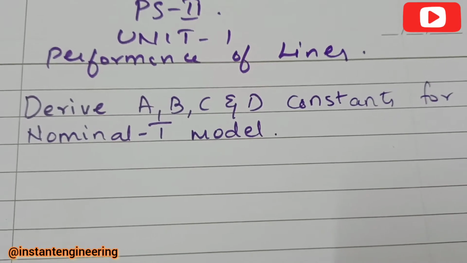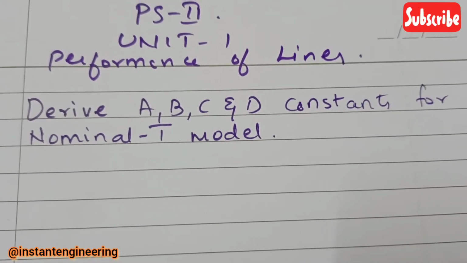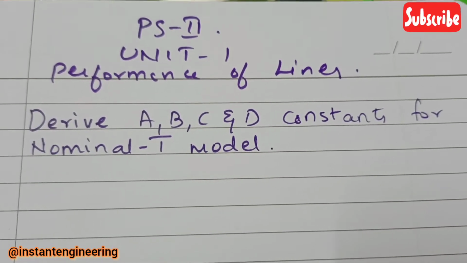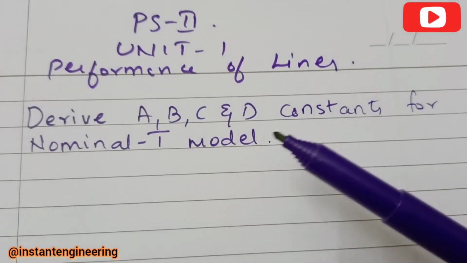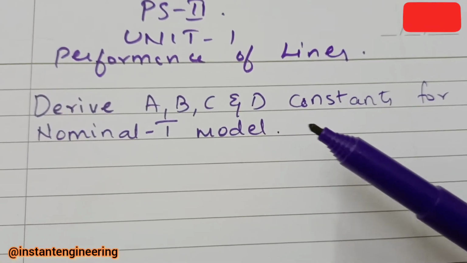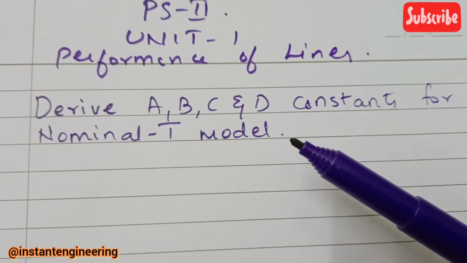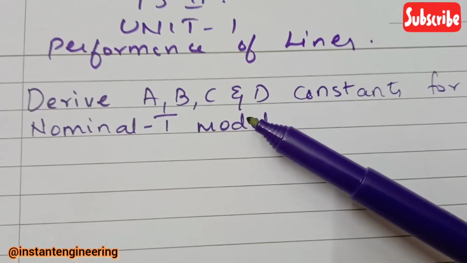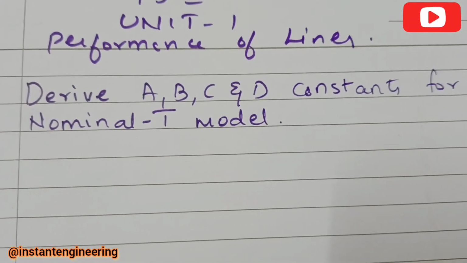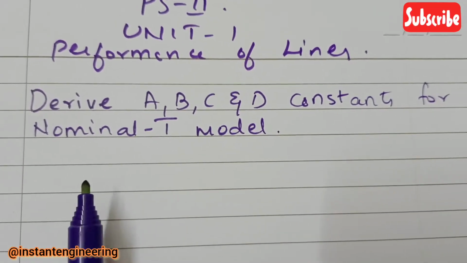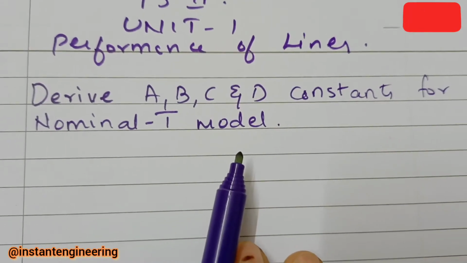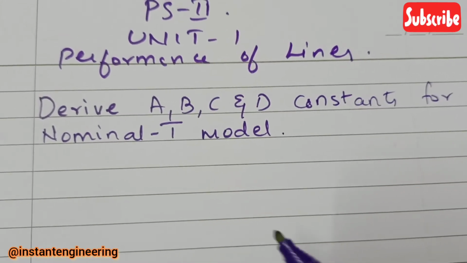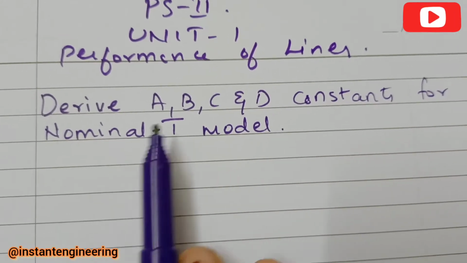So this is about ABCD parameters, okay? How to derive ABCD parameters when a T-type model is given. This comes under Power Systems 2, Unit 1, Performance of Lines, and one of the subscribers asked me in the comments to explain about ABCD parameters. I'll make it as simple as possible. Please check till the end so that it's clear for you to understand. All right, let's start.